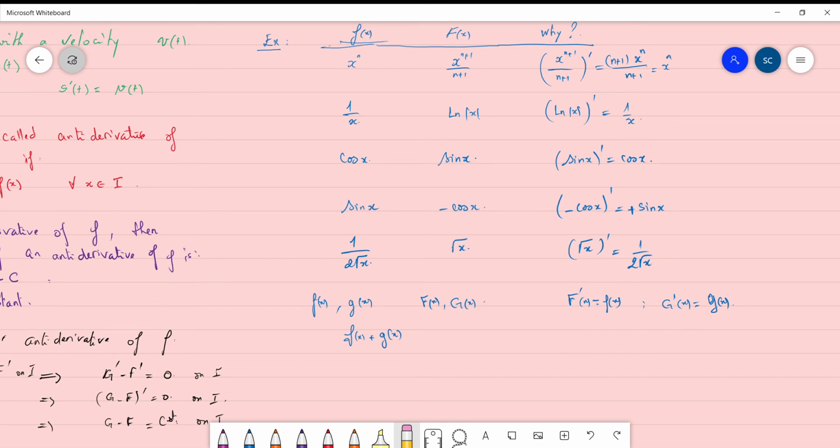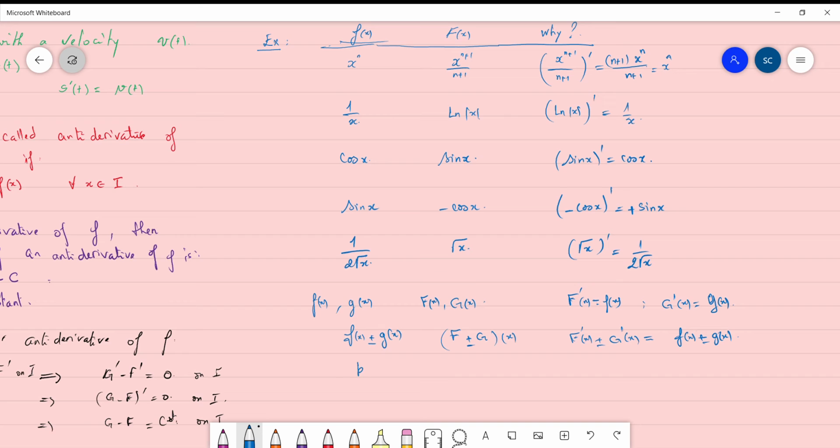I'm looking for which function I need to differentiate, which function gives me f(x) plus g(x) from the previous line. From this line I see that if I add F prime of x plus G prime of x, I will get this function. So I can say it's F plus G of x, the sum function. Similarly, for the difference, this is also true.